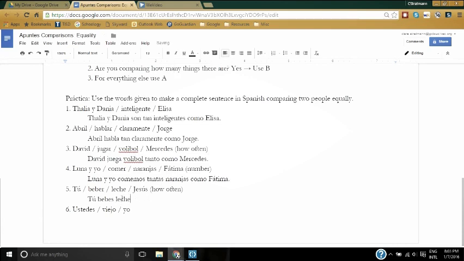So when in doubt, keep your next word next to your verb. Tú bebes leche, and we said tanto como Jesús. Easy. Ooh, this one doesn't have a hint. Okay. Ustedes, viejo, yo. So you might want to take a moment and ask yourself, what does viejo mean? That should help you out. So try this one out.